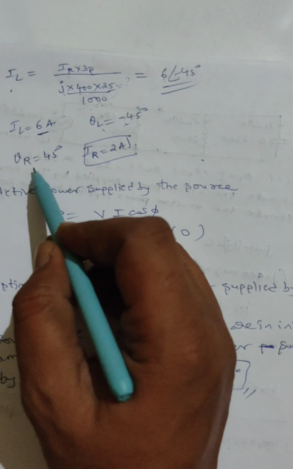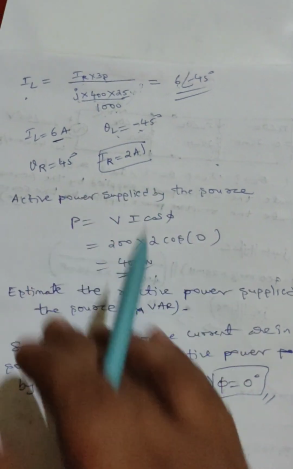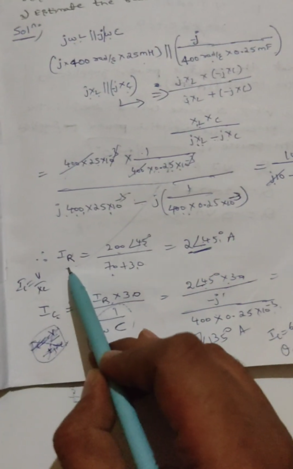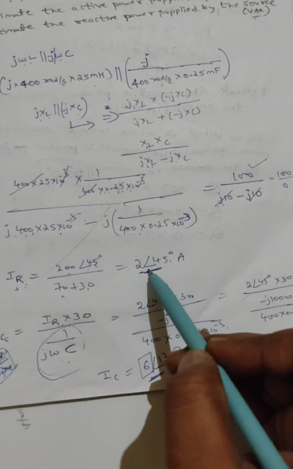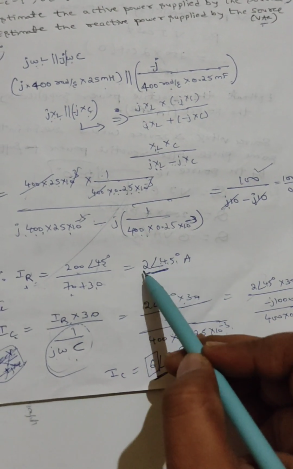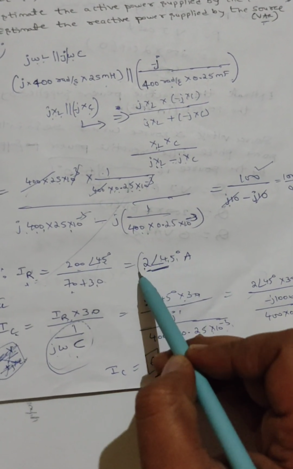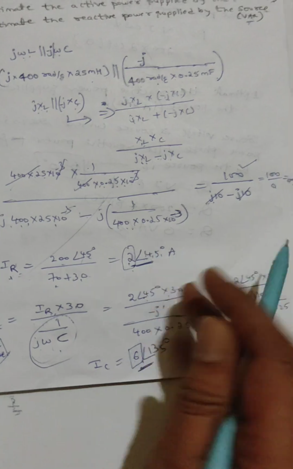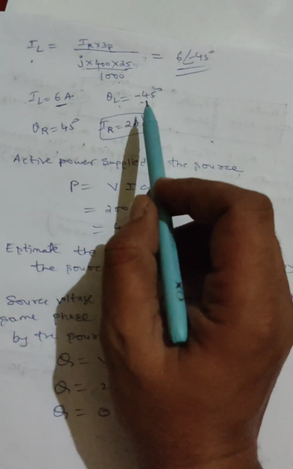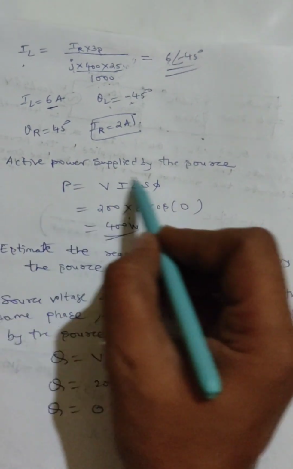Then what about theta R? For theta R, you need to refer to the current in the resistance. This is the IR value: the RMS value of IR is 2 ampere, and theta R is 45 degree. After that, the power supplied by the source.